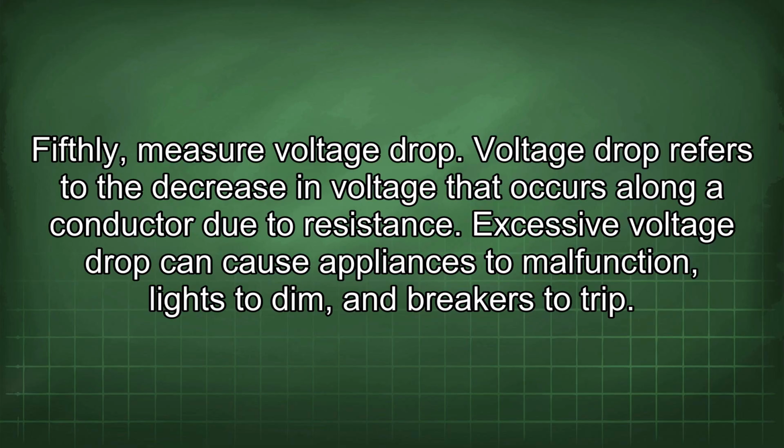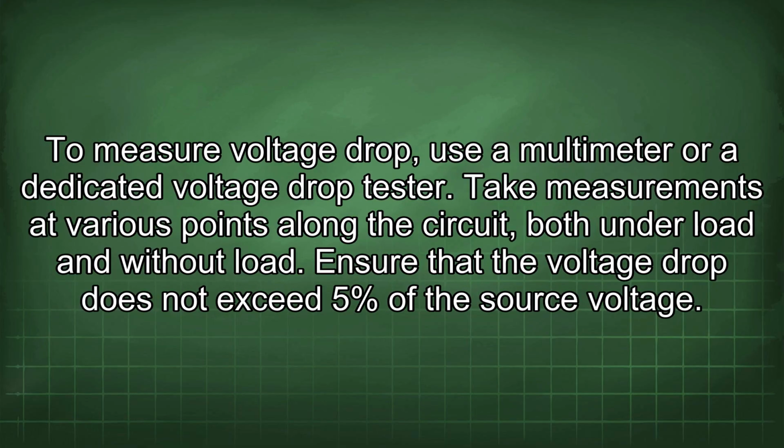Fifthly, measure voltage drop. Voltage drop refers to the decrease in voltage that occurs along a conductor due to resistance. Excessive voltage drop can cause appliances to malfunction, lights to dim, and breakers to trip. To measure voltage drop, use a multimeter or a dedicated voltage drop tester. Take measurements at various points along the circuit, both under load and without load.